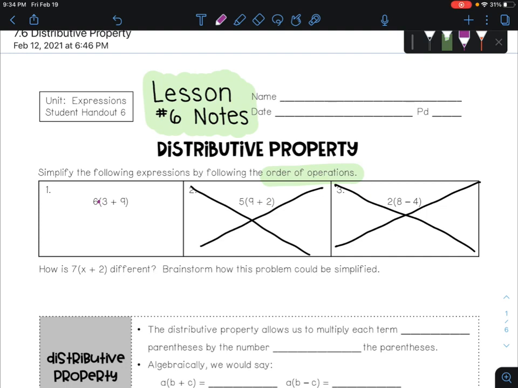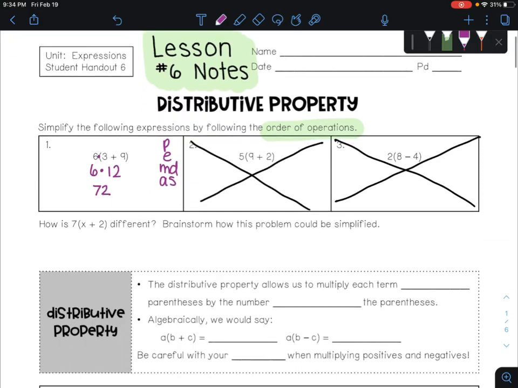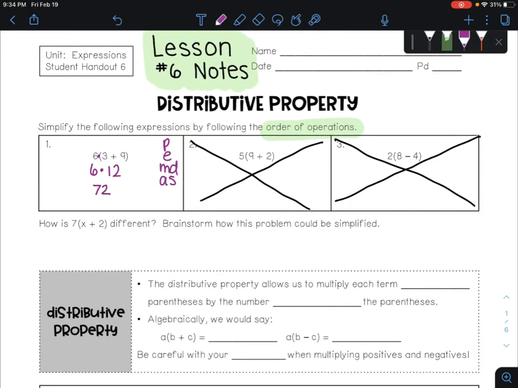All right, so order of operations is going to tell us we should do that addition inside the parentheses first. So 6, there's an invisible times sign there. 3 plus 9 is 12. Well, now we can do 6 times 12, which is 72. We get our answer. We're not going to do the next two examples. Now, that is a method we can use to solve when our expression has all numbers.